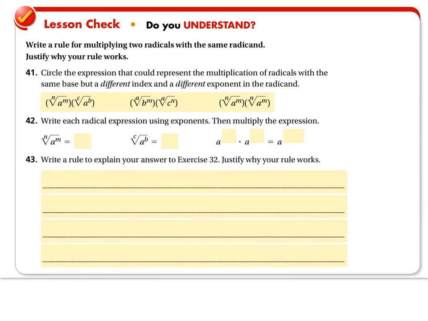We're at the lesson check. Please work through these and bring any questions you have to class tomorrow.